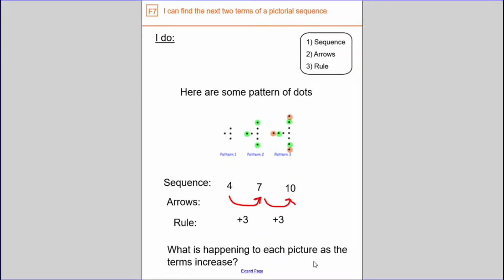Let's now consider the following question. What is happening to each picture as the terms increase? So we can see in pattern number 2, we had the 4 dots that we had in pattern number 1.